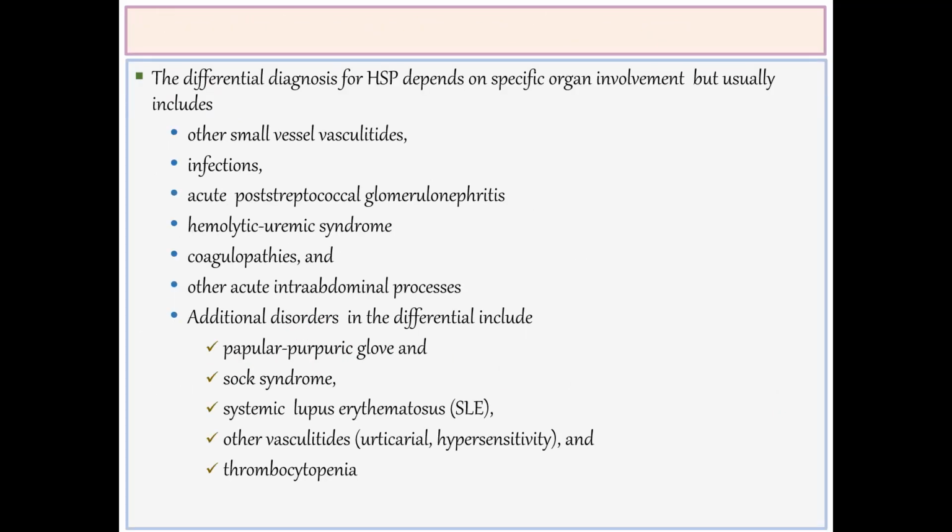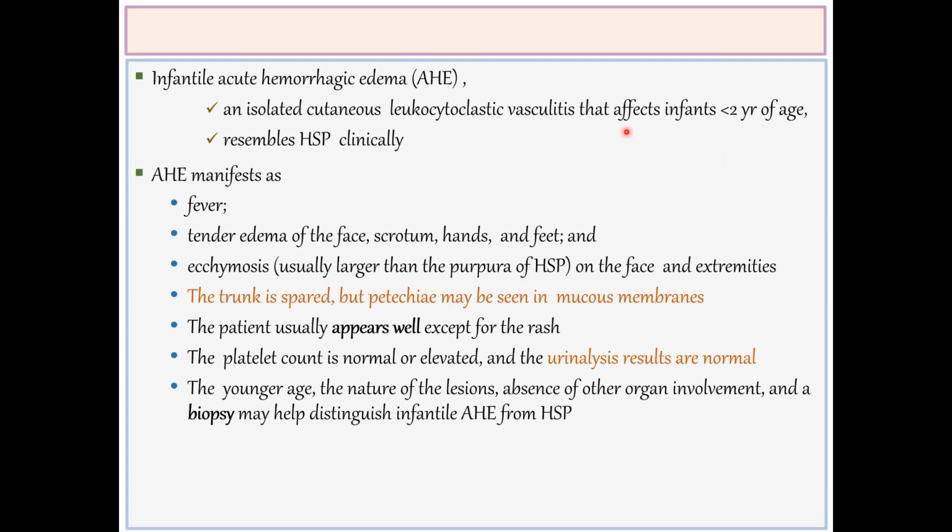The differential diagnosis for Henoch-Schönlein purpura depends on specific organ involvement but usually includes other small vessel vasculitides, infections, acute post-streptococcal glomerulonephritis, hemolytic uremic syndrome, coagulopathies, and other acute intra-abdominal processes. Additional disorders in the differential include papular purpuric glove and sock syndrome, systemic lupus erythematosus, SLE, other vasculitides, urticarial hypersensitivity, and thrombocytopenia. Infantile acute hemorrhagic edema, AHE.